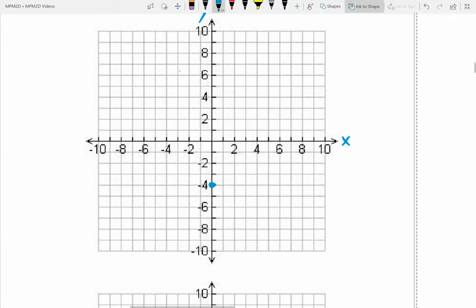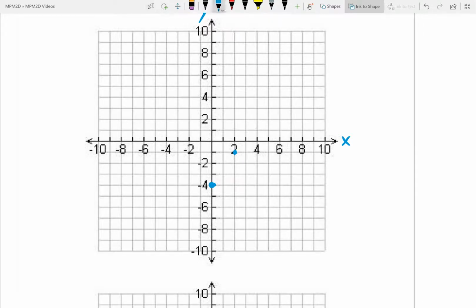So every grid square here has a value of 1. So if my rise over run is 3 over 2, I'm going to rise 3 squares, so 3 units. 1, 2, 3, and then my run is positive 2, so I'm going to go to the right, positive 2 units or 2 squares, 1, 2, and right here is where I'm going to plot my next point.